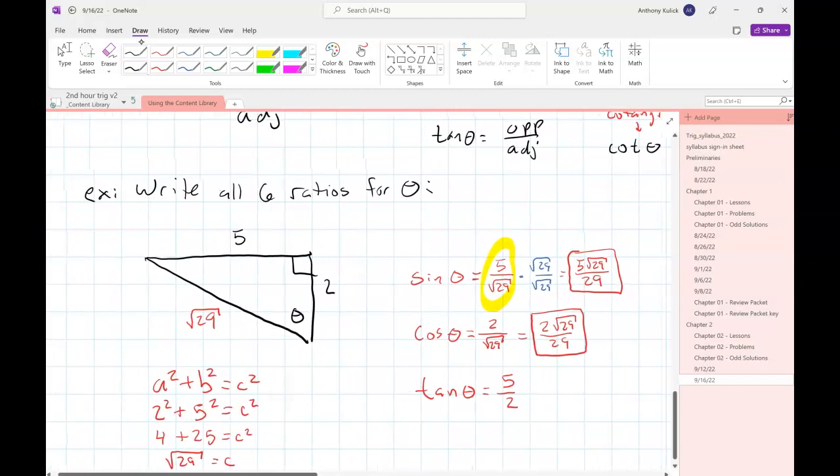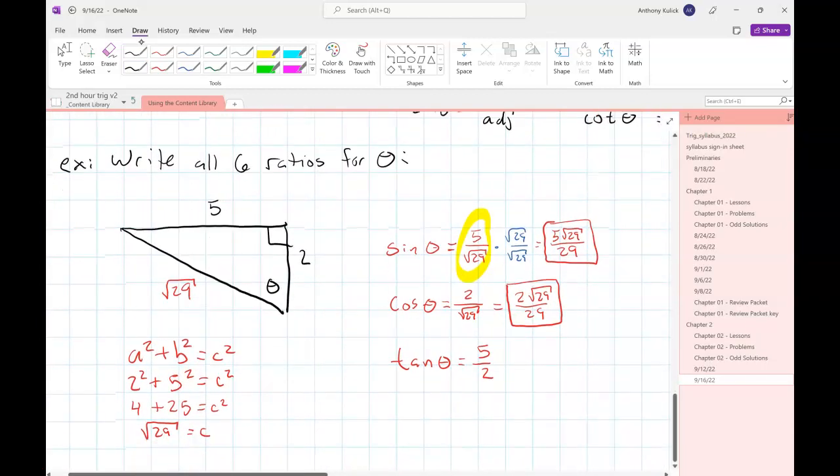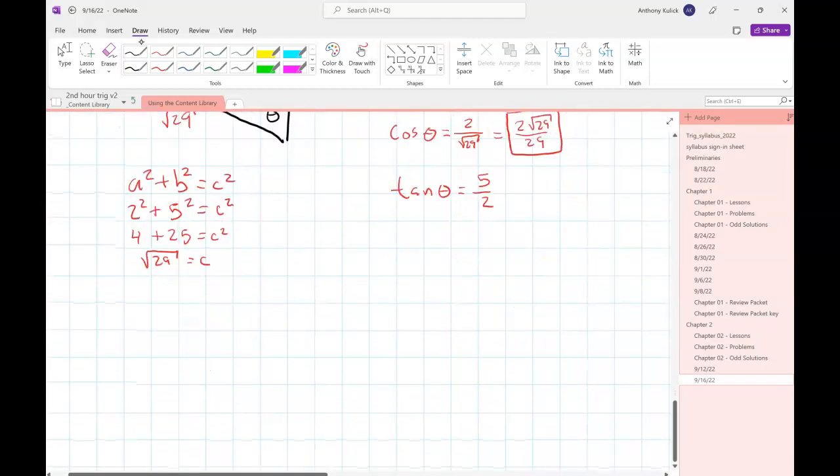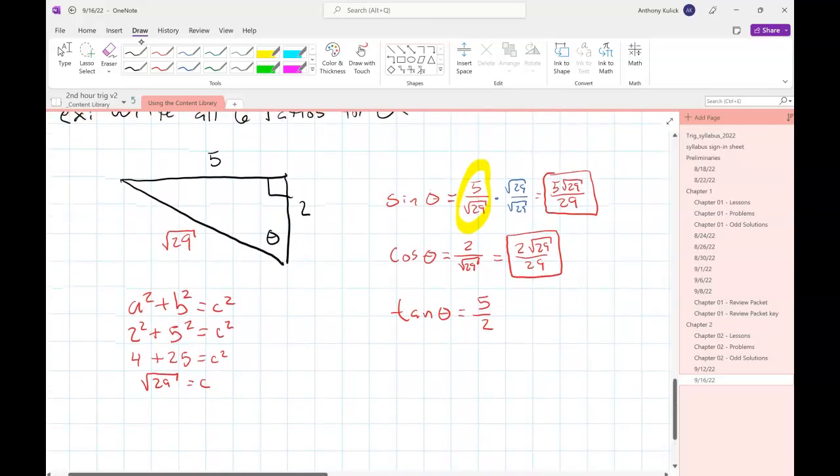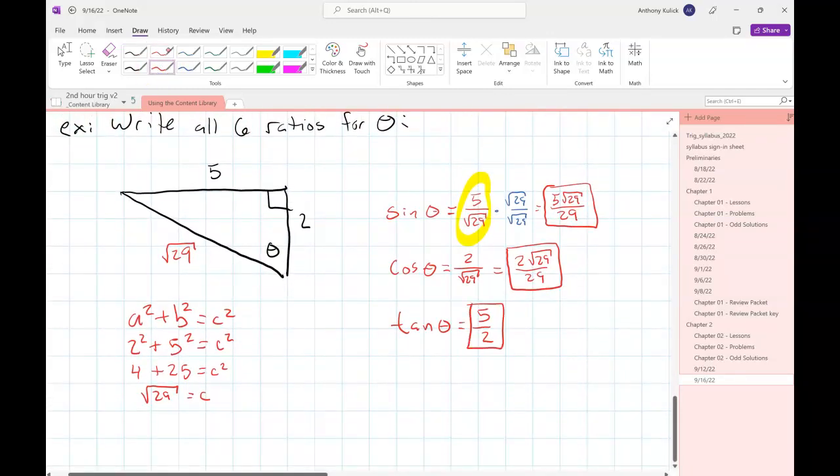All right, let's do another example. Yeah, we just wanted to write the 6 ratios. We wrote the 6 ratios. Right? I guess I didn't box them. I don't know why I didn't stop boxing.